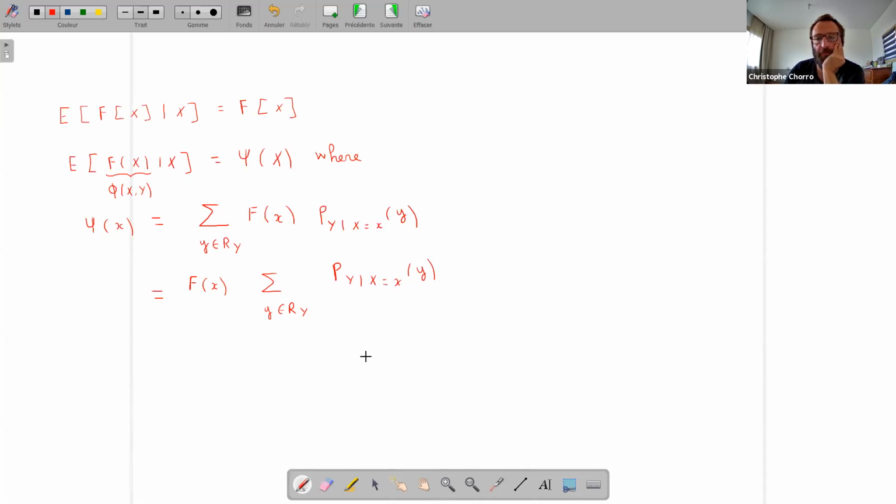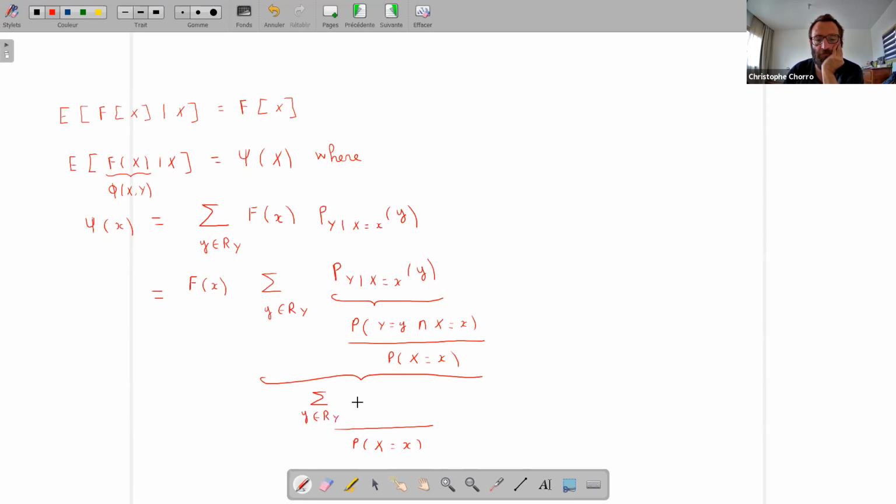And I have this sum to compute. But what is this sum? If I come back to my definition, it's the probability that Y is equal to y intersected with X equal to x, divided by the probability that X is equal to x. So I obtain something divided by the probability that X is equal to small x, and I have a sum to do.